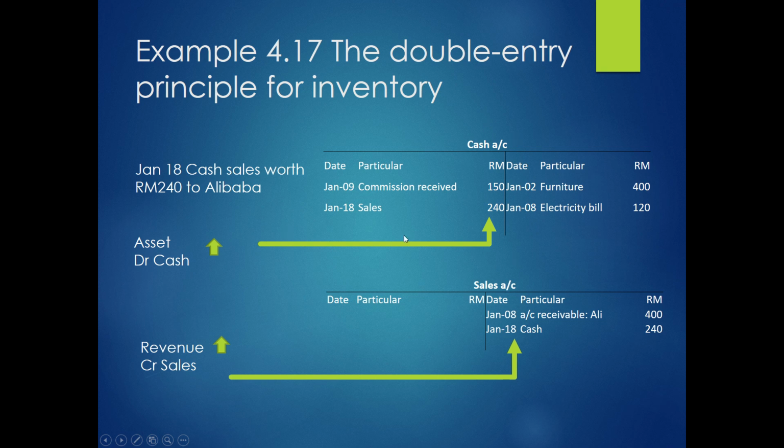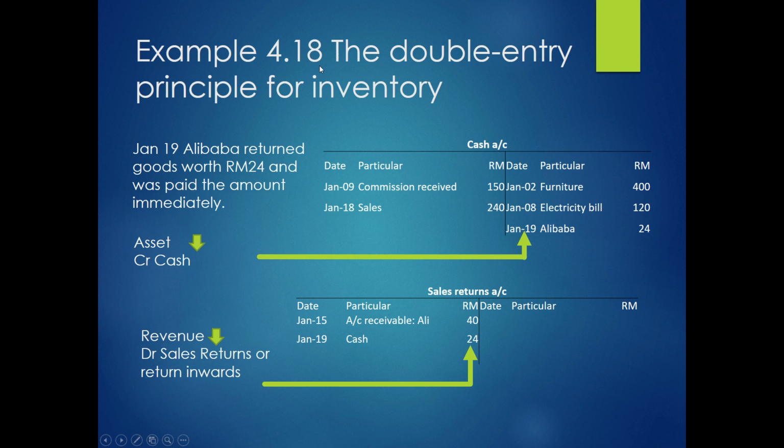Cash account, the entry was made in the debit side, and for sales account, the entry was made in the credit side. For cash account, debit side, January 18, sales, the particular is sale and the amount is 240 ringgit, which means that there is a cash sale amounted to 240 ringgit. And in sales account, there is an entry of January 18, particular is cash, which means that there is a cash sale made amounted to 240 ringgit.